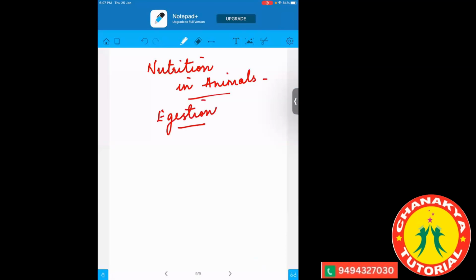What is egestion? Like undigested food, the waste will get excreted. Right. So undigested food, or I can say the waste material, will be moving out of the body through the anus. That is called egestion. Now, when I talk about excretion, is it the same? Or is there any difference between them?